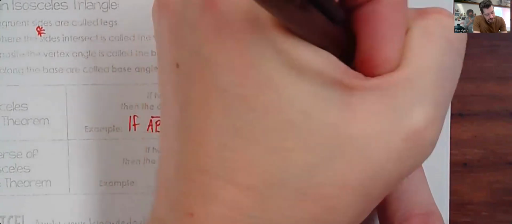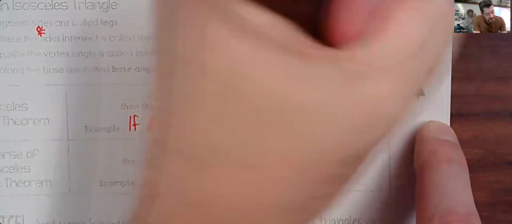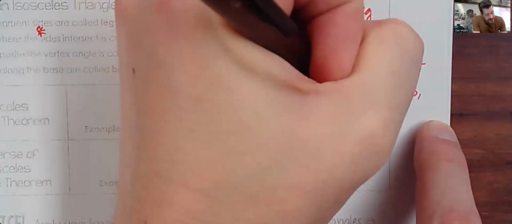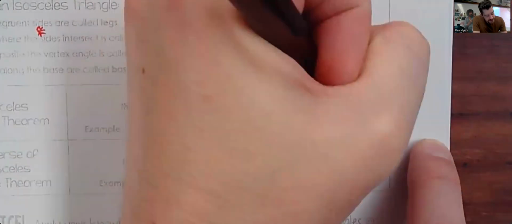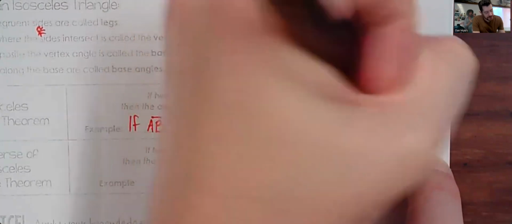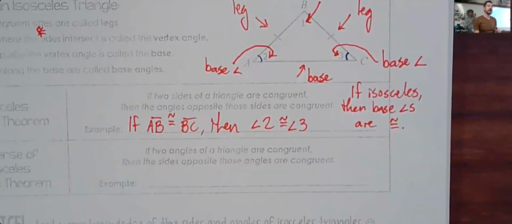If isosceles, then base angles are congruent. That would be the easier way of writing that theorem. The theorem itself is true, but it's very specifically, technically written. This is a little bit less technical, and I think it makes a little bit more sense.